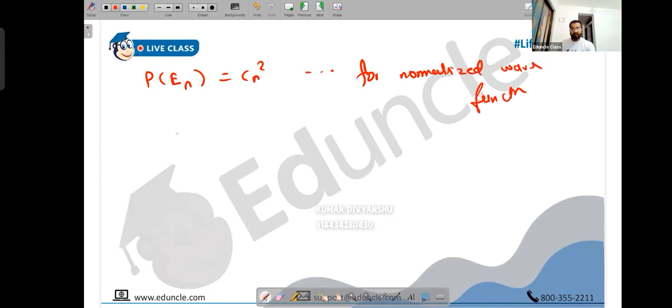Good. So the probability that I will have energy value E1, they have given us, is half. So this will be C1 square. So C1 is 1 upon root 2. It's not 1 by 2.